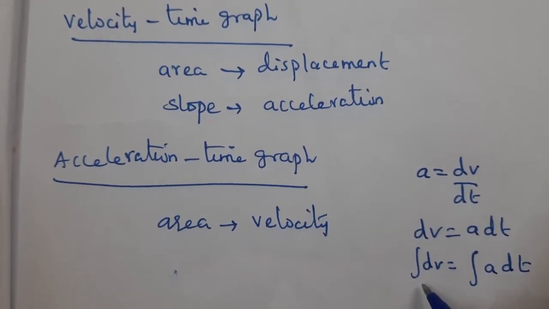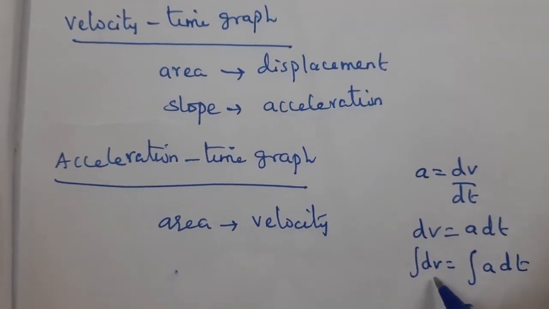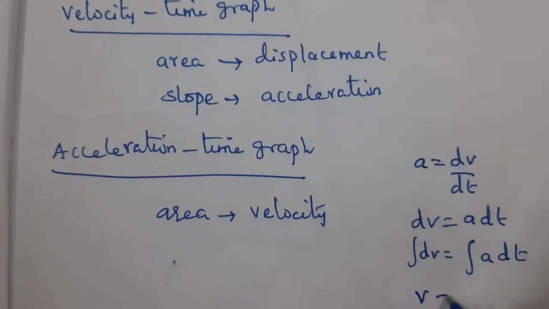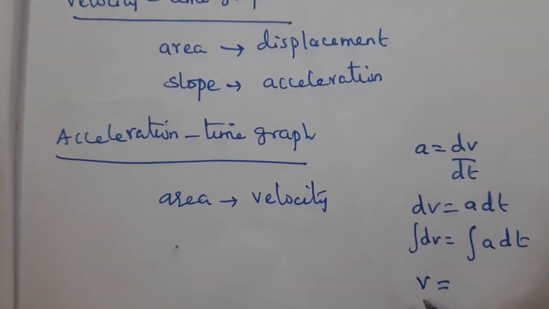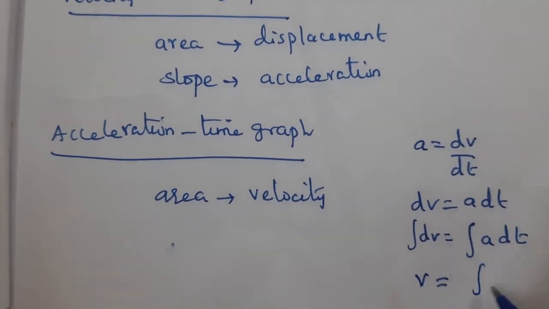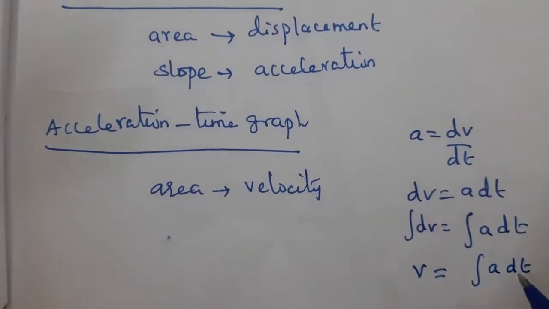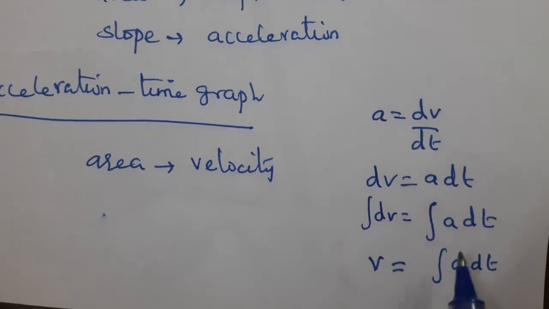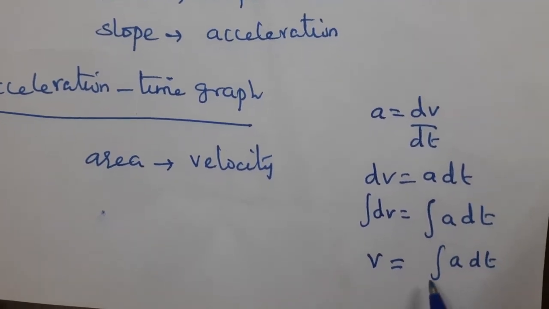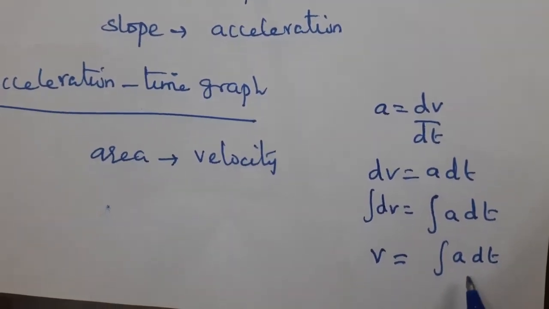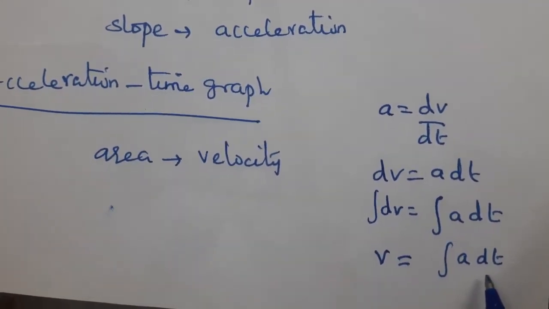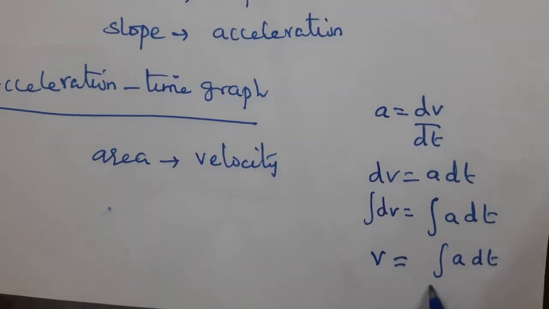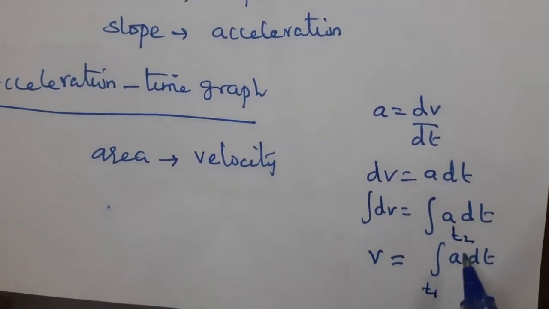Integral dv is giving v. Integration of dx is equal to x. So integral dv is equal to v. That is equal to integration a dt. Here we have already learned that integration is the area finding process. So integration of a dt gives the area with respect to time t1 to t2.